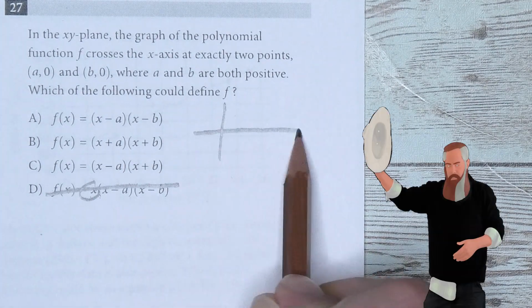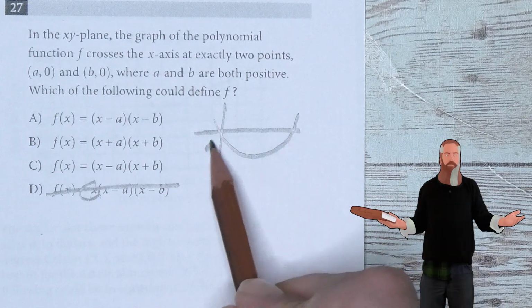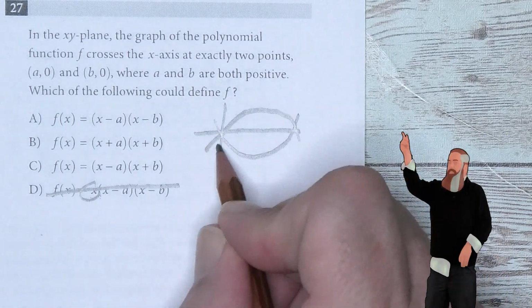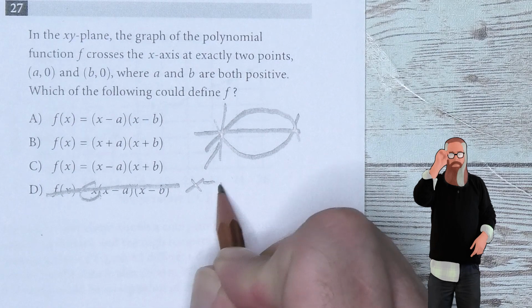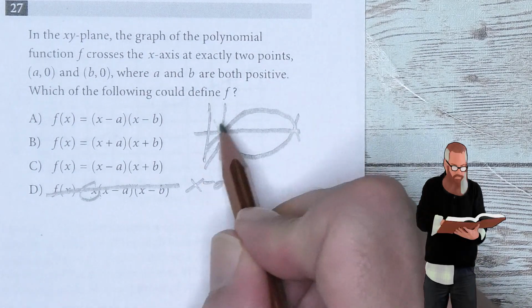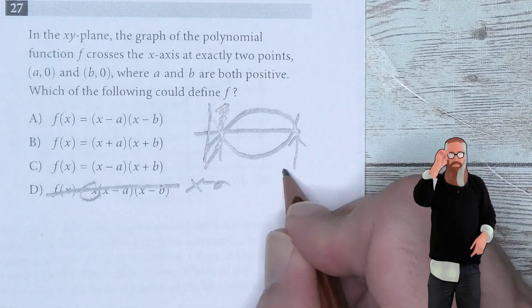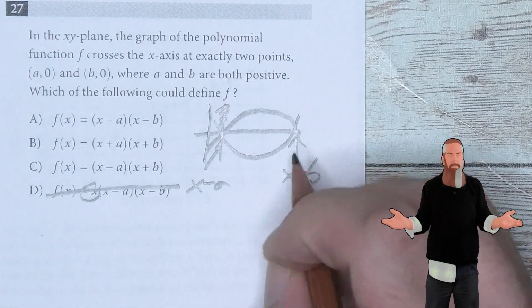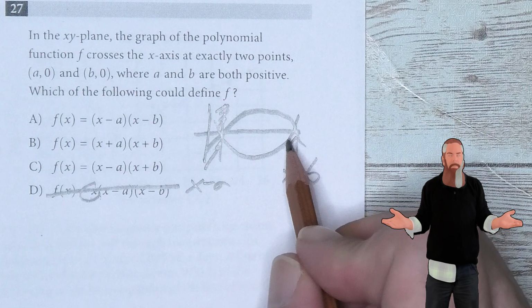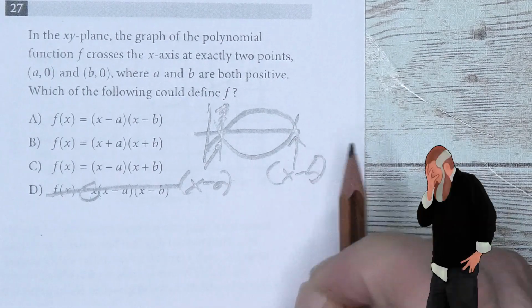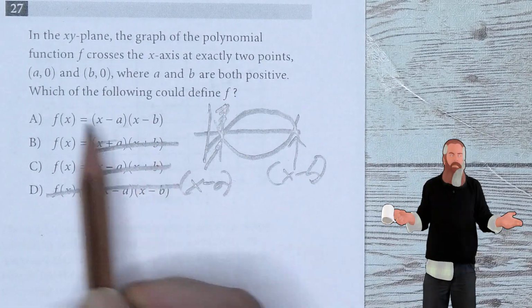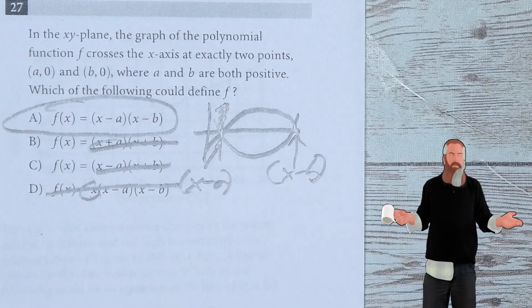We know that we're dealing with a case that looks either like this or like this, and that it crosses at an x minus a. This is going to be a positive number, so ignore that, and it's going to wind up being an x minus b, another positive number. So I need an x minus a, x minus b, can't be, so A is the answer.